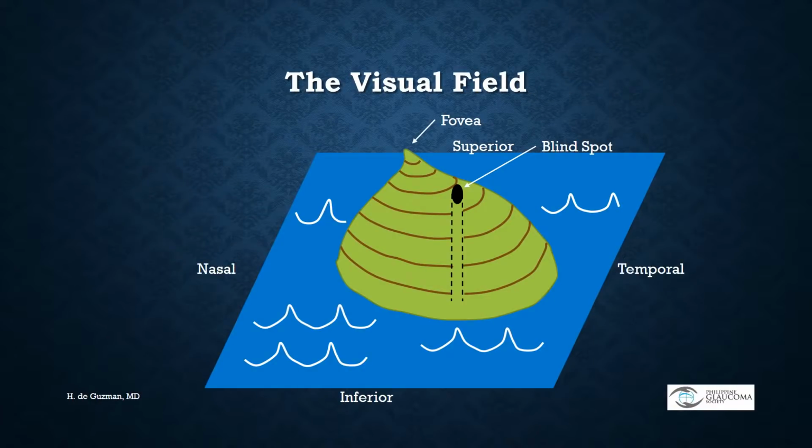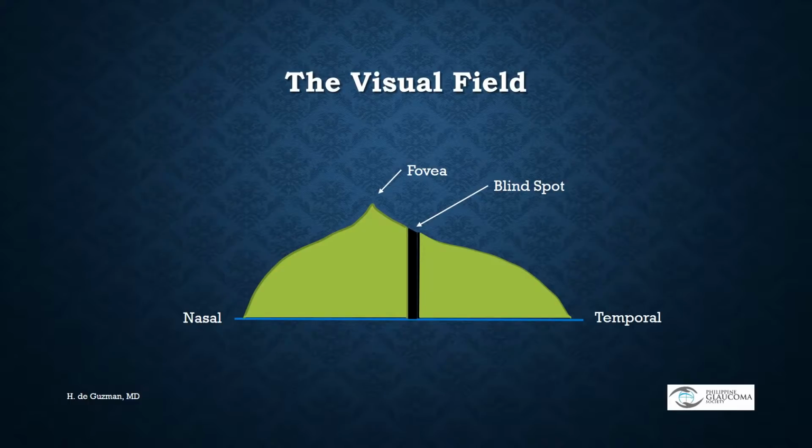So here's our island hill in a sea of darkness. We can divide our island vertically from superior to inferior, crossing at the fovea, and also horizontally. If we were to look at the cross-section of our island from nasal to temporal, this is what it would look like. The line would pass through both the fovea and the blind spot.